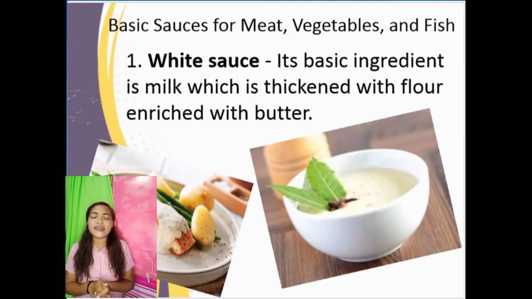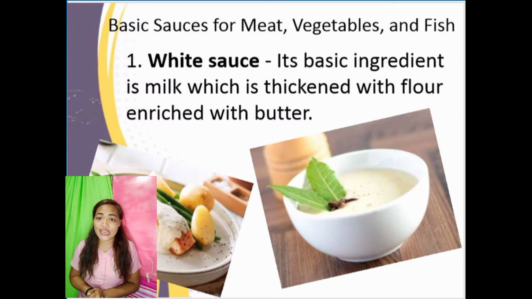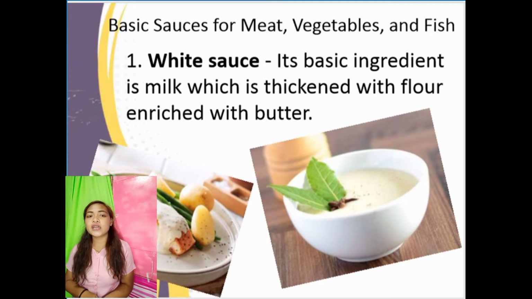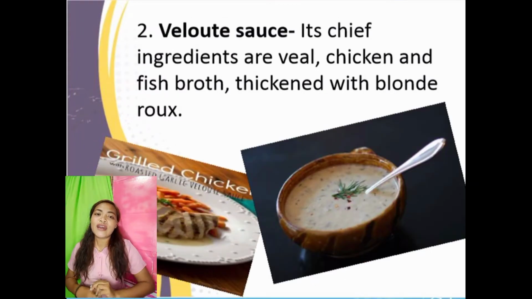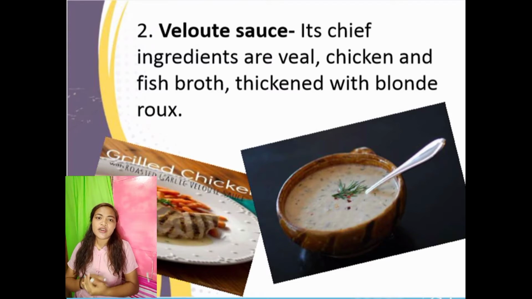We have the five basic sauces for meat, vegetables, and fish. First, we have the white sauce. So basically, it is called white sauce because its appearance is color white. So its basic ingredient is milk, which is thickened with flour and rich with butter. Next, we have velouté sauce. So its chief ingredients are veal, chicken and fish broth, thickened with bland roux.